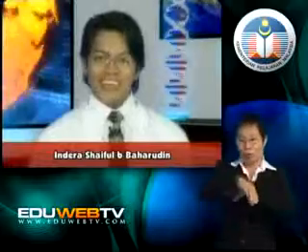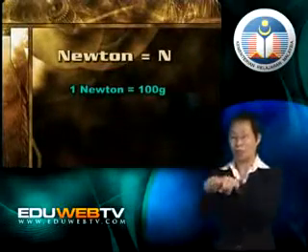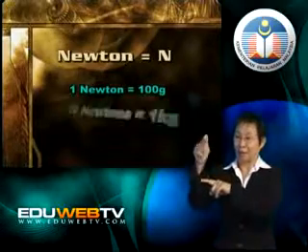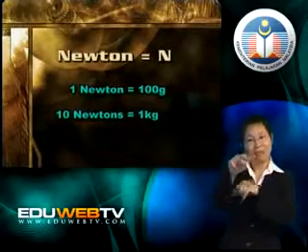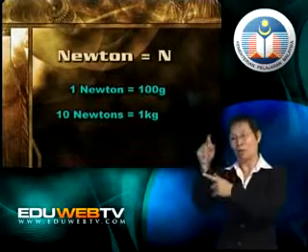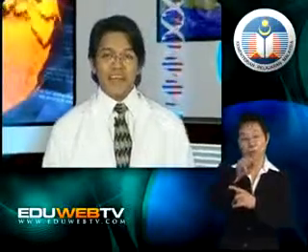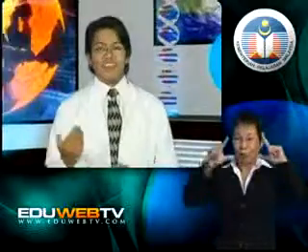The SI unit for force is Newton. The symbol is N. 1 Newton equals 100 gram. 10 Newton equals 1000 gram or 1 kilogram. The unit Newton is named after a famous scientist and mathematician, Sir Isaac Newton.